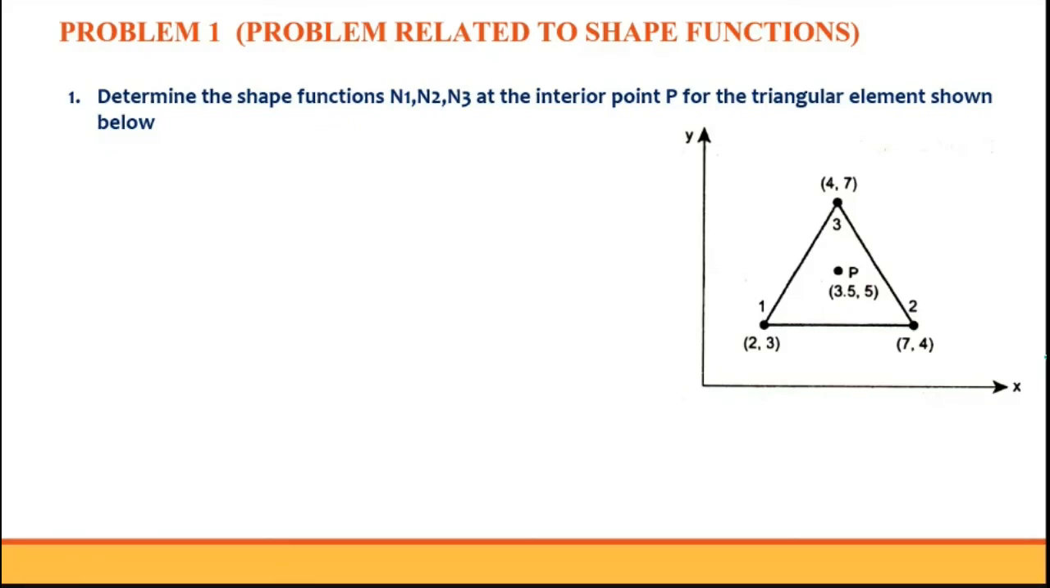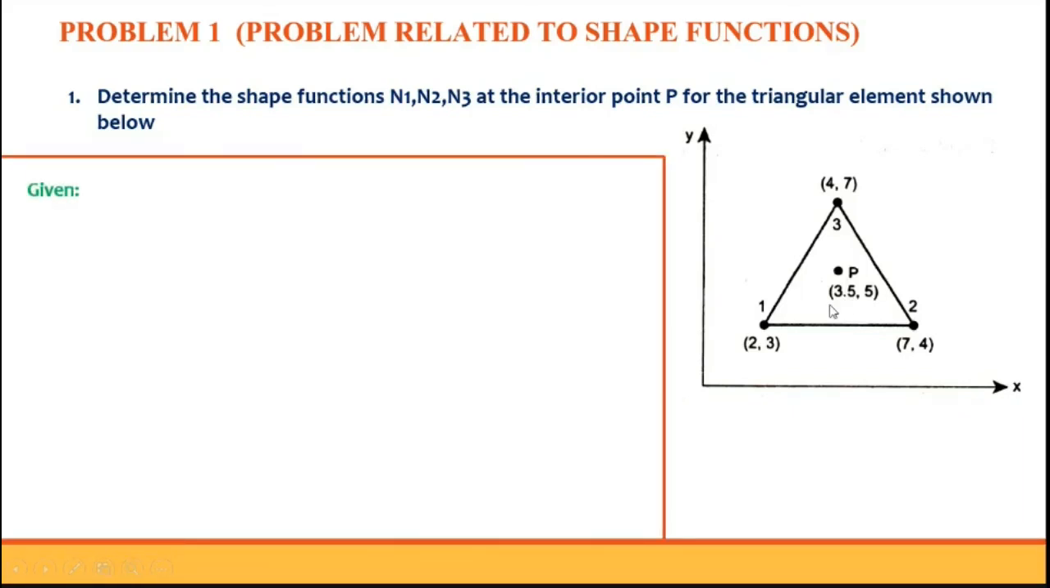You have a point P here, which is (3.5, 5). Based on this point, you have to identify what is N1, N2, and N3.